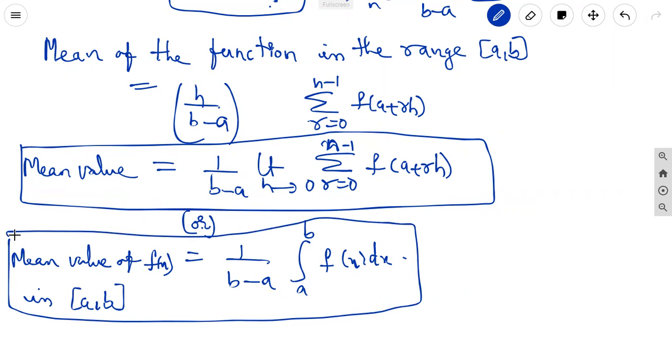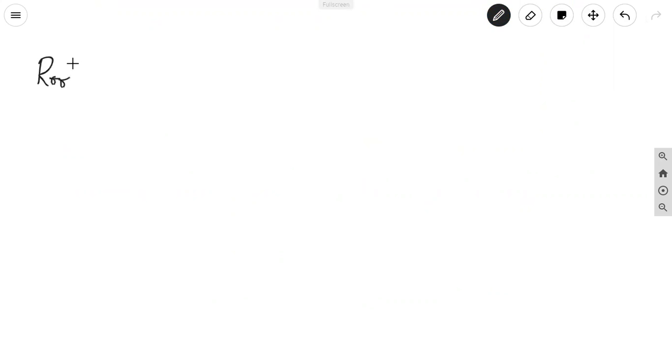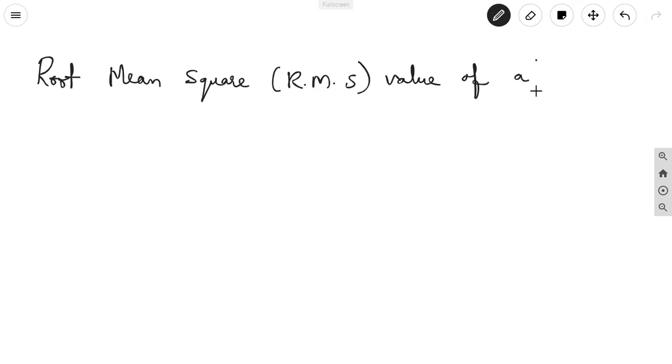Okay. Next, we can discuss another definition, that is the root mean square, the RMS value of a function. Root mean square of a function or RMS value of a function. Here, what is the main function? The main function is the mean value.